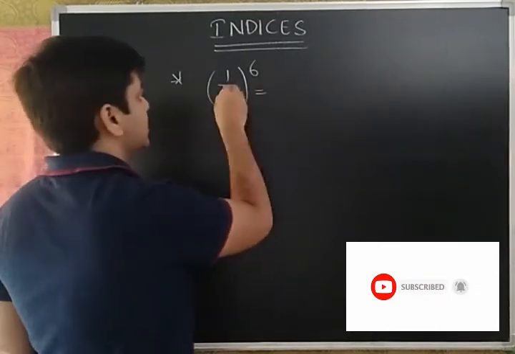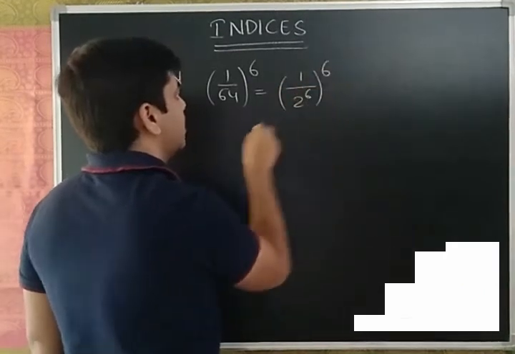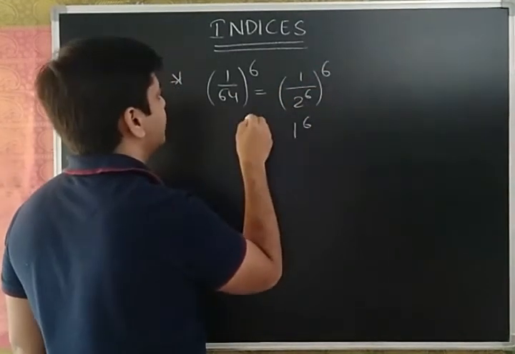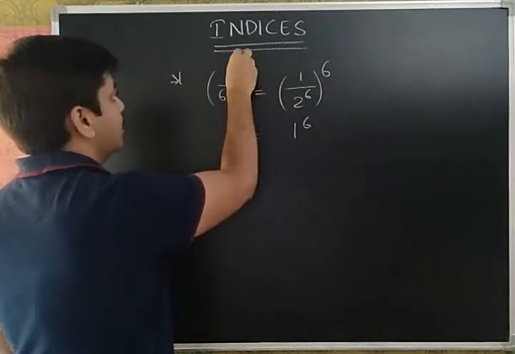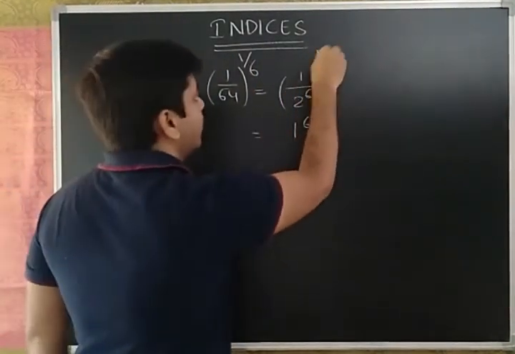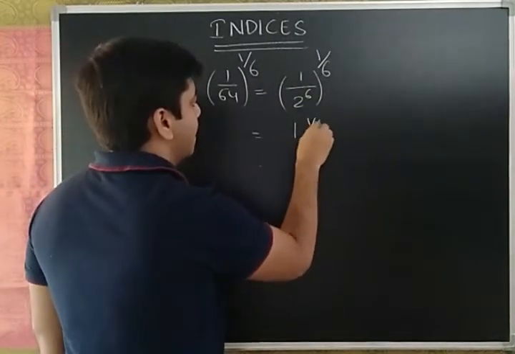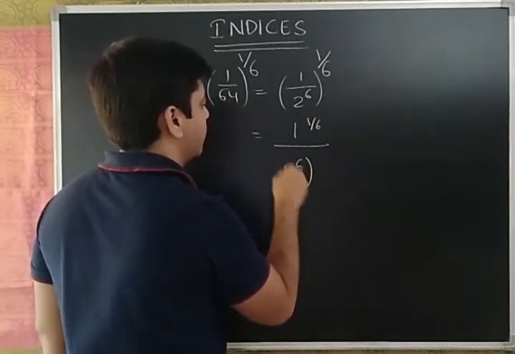So it is 1 by 64. It is 1 by 2 power 6 whole power 6. So it is 1 power 6. Okay, so this is 1 by 6. Okay, 1 by 64 whole power 1 by 6. I want to solve this one. So 1 power 1 by 6 by 2 power 6 whole power 1 by 6.